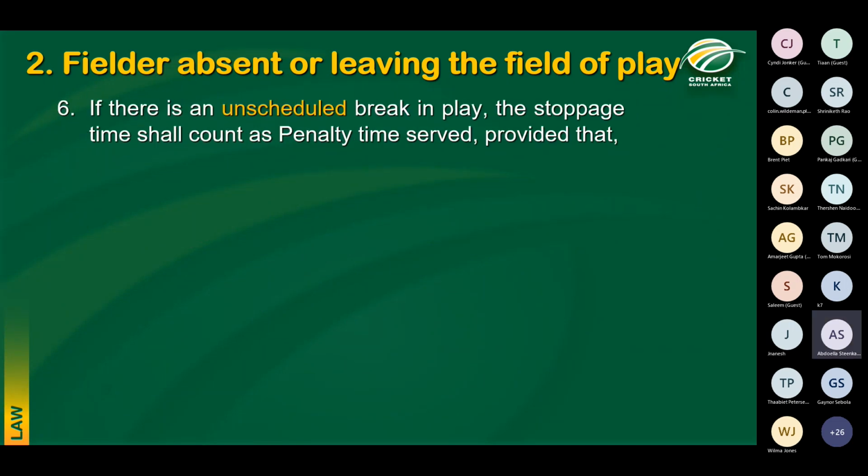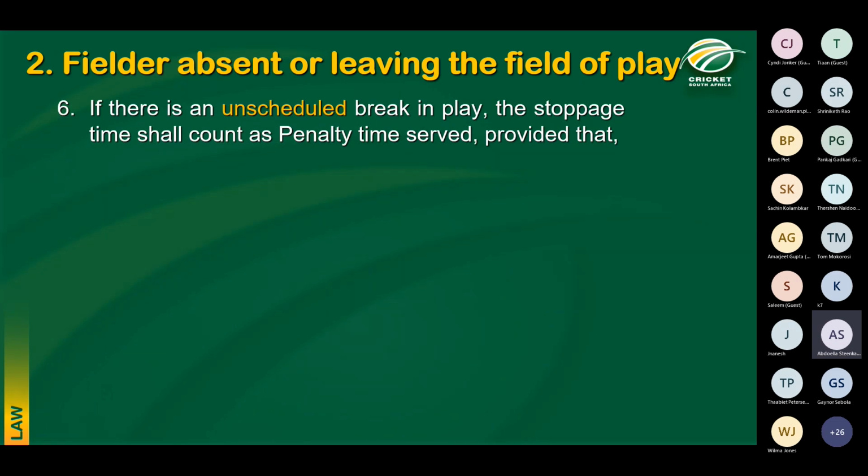Earlier I mentioned there are two ways that you can reduce penalty time. I've covered the one way, where firstly you can reduce your penalty time by being actually on the field of play. So your penalty time, if you were off for, let's say, an hour, will reduce by the amount of time that you're fielding, that you're on the field of play. So that's the first way to reduce penalty time.